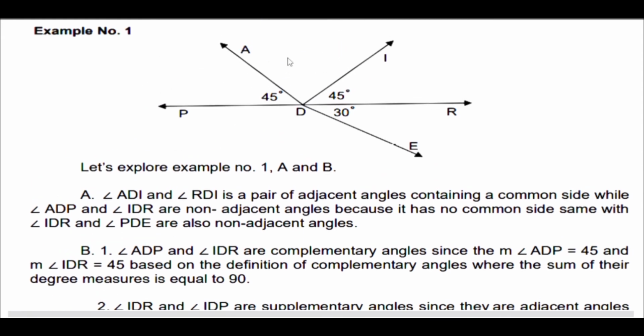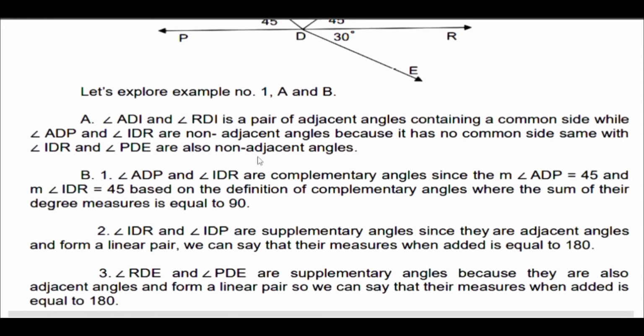For letter B we have angle ADP and angle IDR. So these angles are complementary angles since the measure of angle ADP is equal to 45 degrees and also the measure of angle IDR is equal to 45 degrees. Based on the definition of complementary angles, the sum of their degree measures is equal to 90 degrees. So they are called complementary angles but non-adjacent angles.